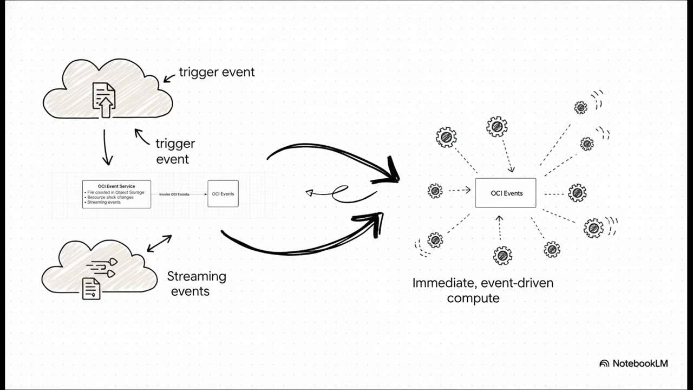This image shows that classic serverless pattern perfectly. An event happens somewhere out in the cloud. A file gets uploaded, a message lands on a stream, and boom, that event directly triggers the function. There's no orchestrator, no waiting around, just immediate event-driven action.